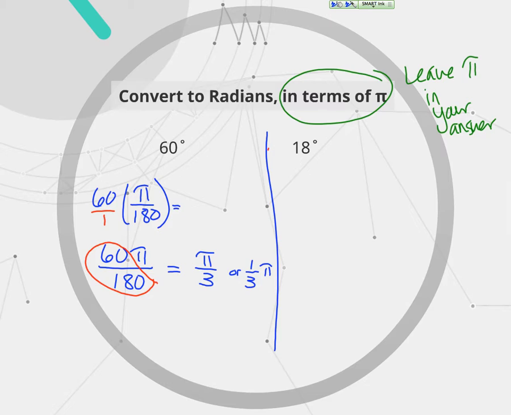How about you guys try 18 degrees and convert that into radians.